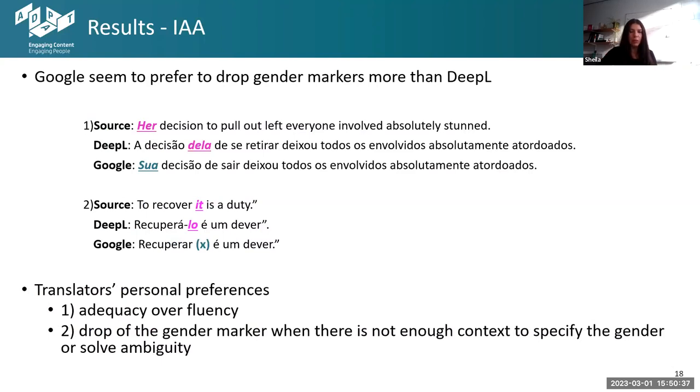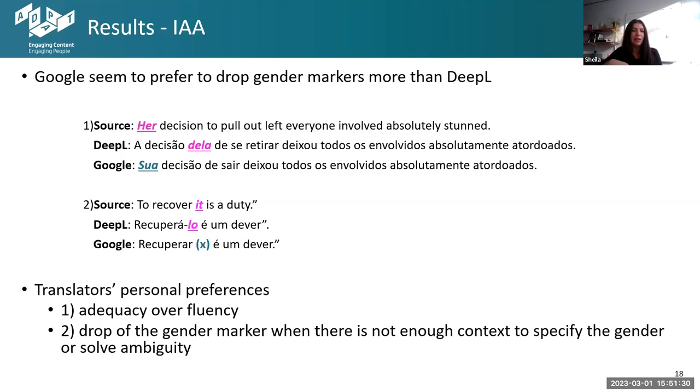I decided to look a little bit in the output of both systems to see what was going on there. And I saw that Google seemed to prefer to drop the gender markers more than DeepL did, which might make the sentence less adequate in terms of specifying who's speaking, but the sentence is still very fluent. For example, in example one there, her decision to pull out left everyone involved absolutely stunned. We see that DeepL decided to keep the gender, her, she, and translated it as she, and Google just decided to drop the pronoun, just put it in neutral, which works very well in Portuguese.